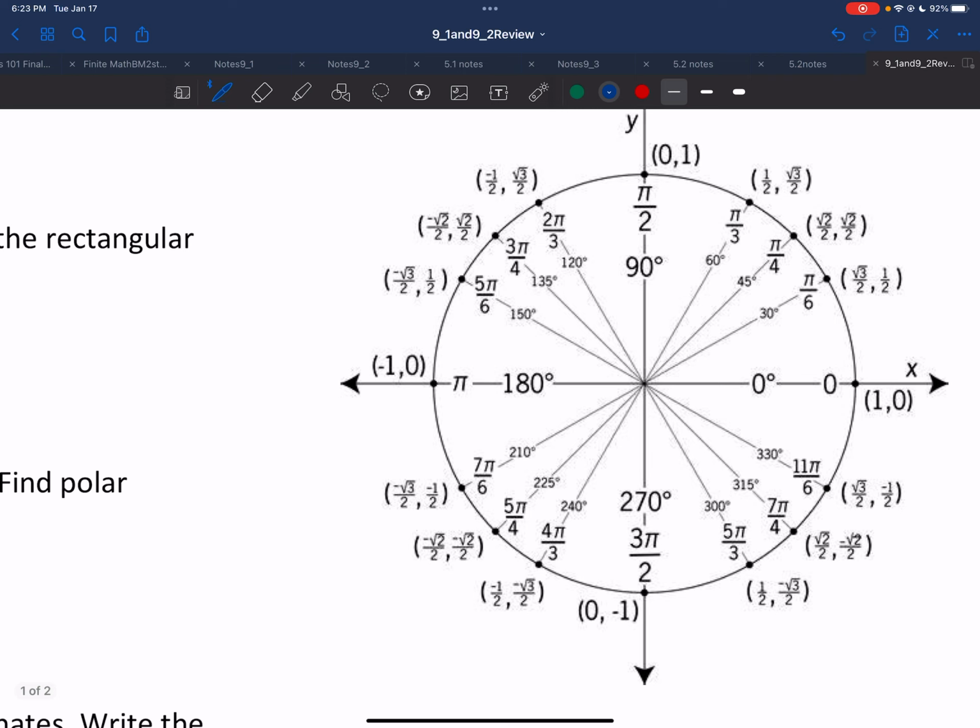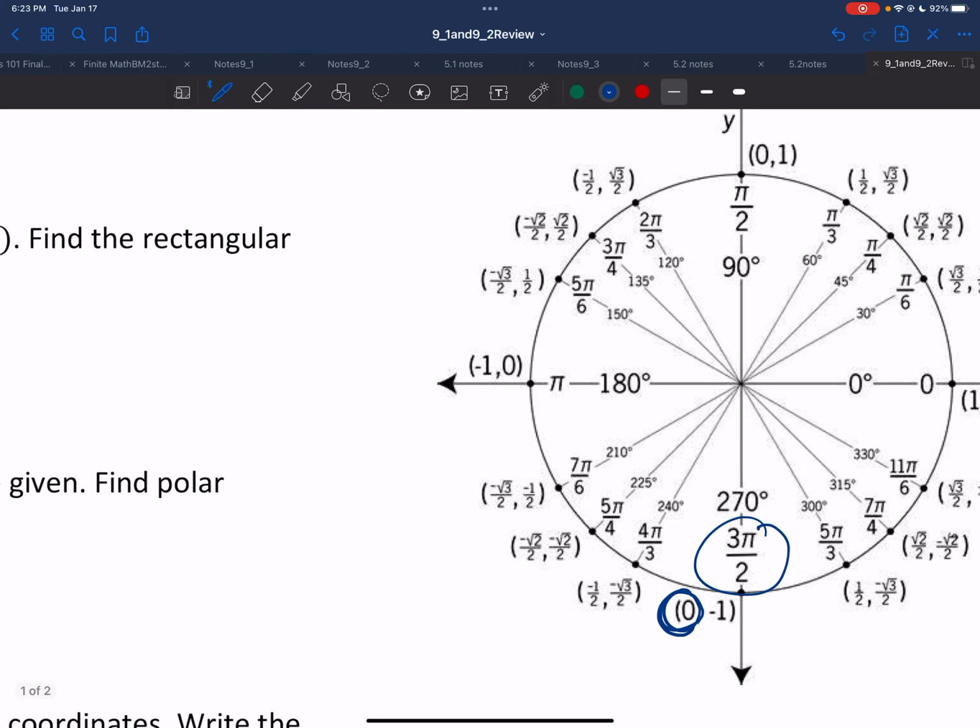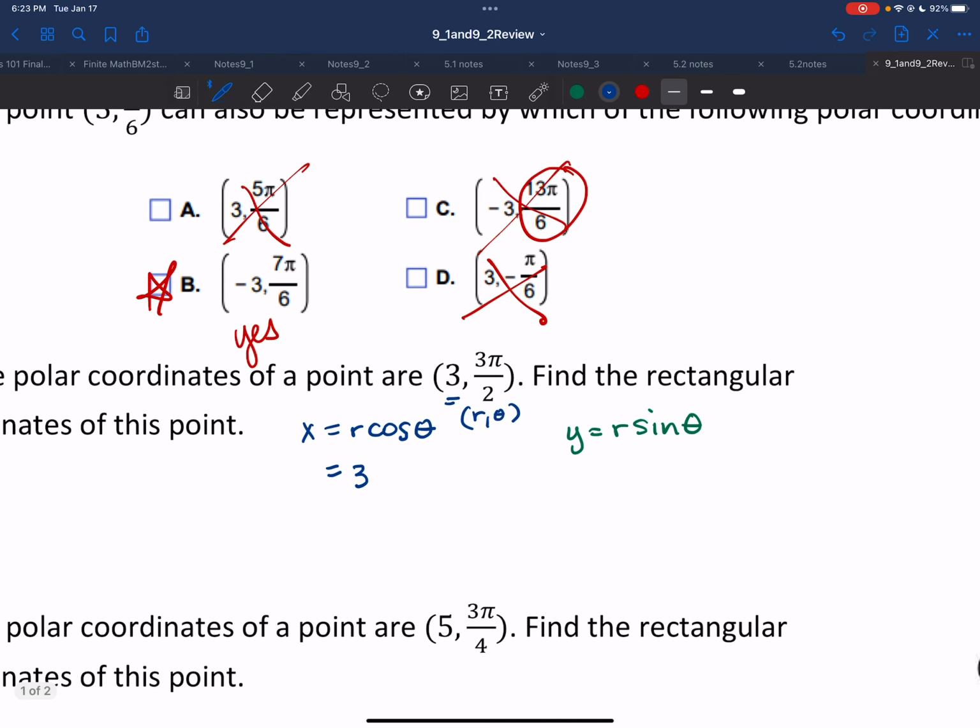3 pi over 2 is right here. The cosine of that is my x coordinate, so that's 0. So the cosine of 3 pi over 2, this whole thing, is equal to 0. So I have 3 times 0, which is equal to 0. Okay, so I have 0 as my x coordinate.